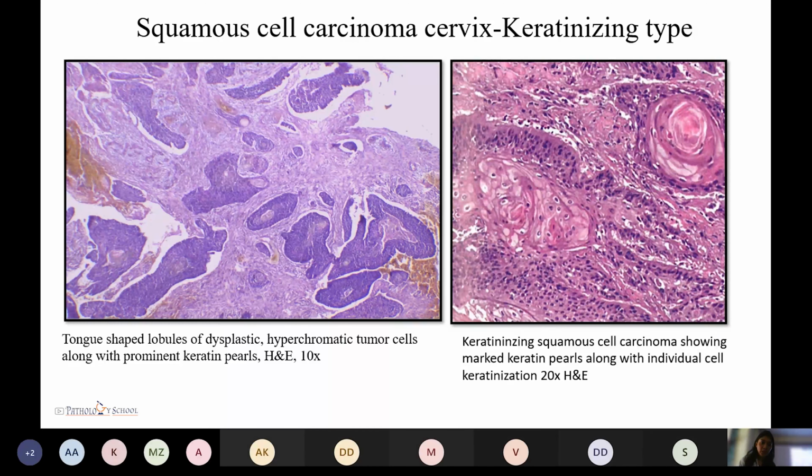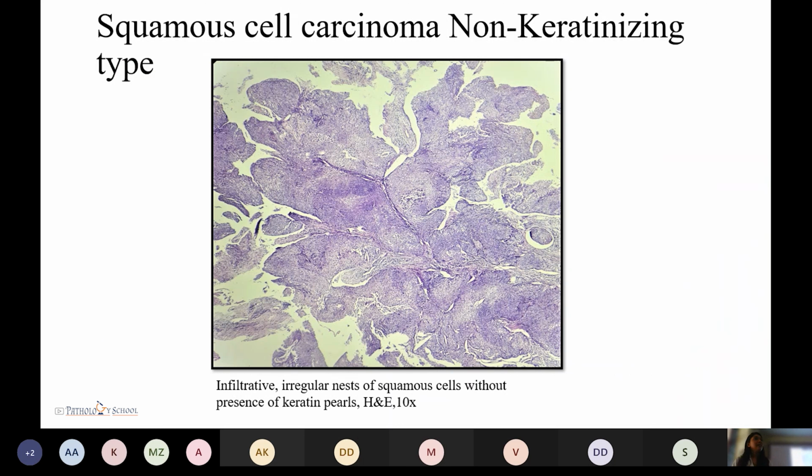This is the squamous cell carcinoma non-keratinizing type. Again, this is squamous epithelium. There is presence of intercellular bridges, individual cell keratinization, but keratin pearls will be absent from this.